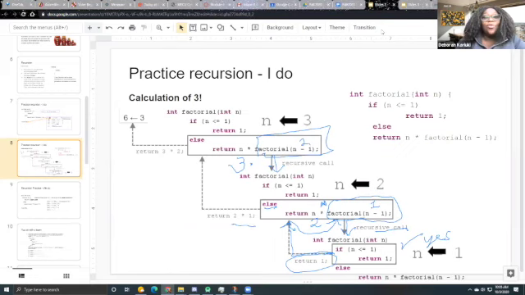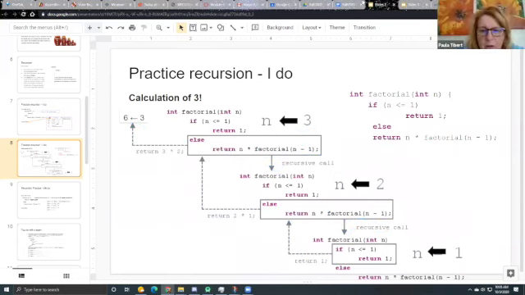So then we go up, and we are going to now put our 2 times 3, which gives us our final answer, which is 6. So 3 factorial is 6. Does that make it a little bit clearer? Does anybody have a question?